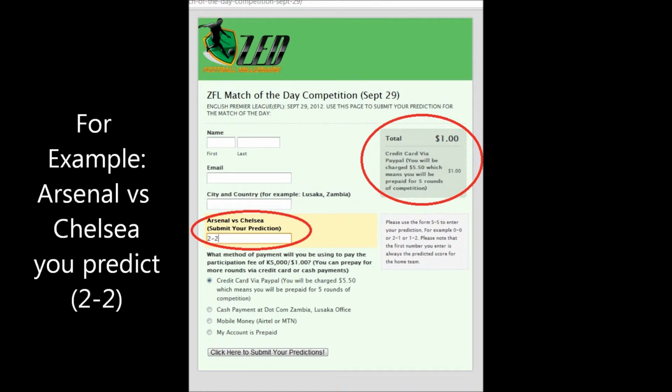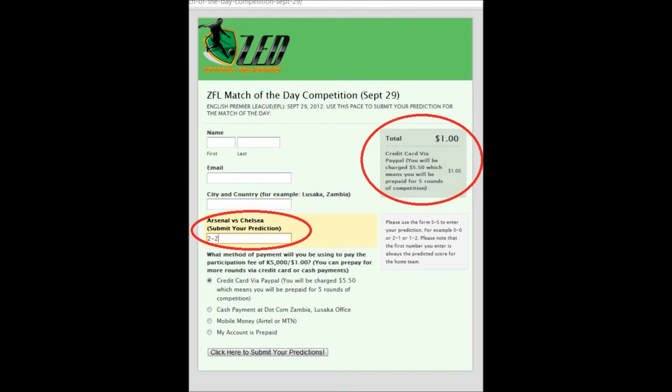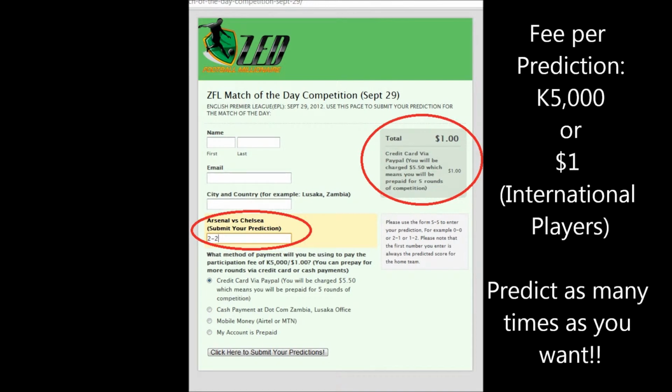Now to take part, the participation fee is 5,000 kwacha, or $1 if you are an international player. And there is no limit to how many predictions you can make. So you can make 5 predictions if you want, you can make 10.